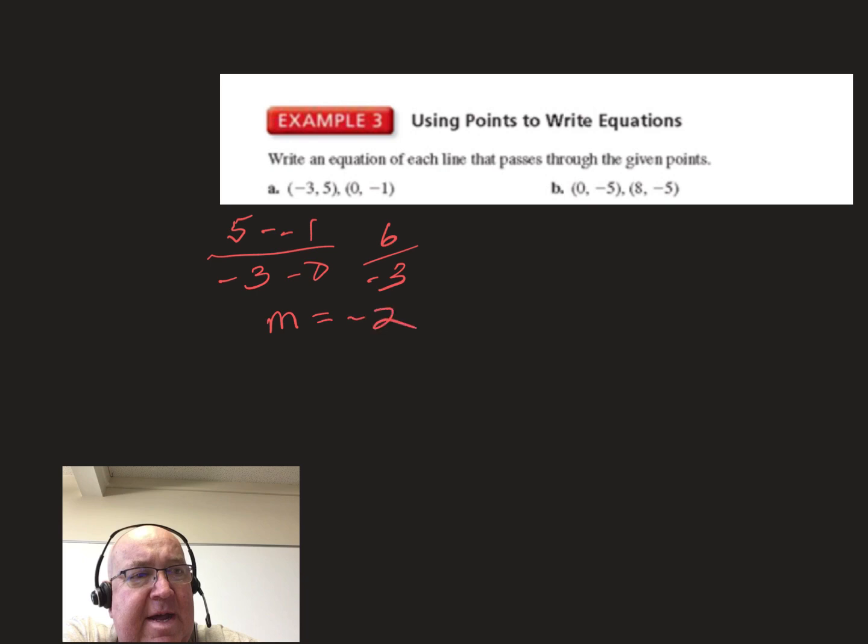Now, here's our conundrum. We want to have y equals mx plus b, and in this example we do have our y-intercept, because where the x value is 0, that is the y-intercept. So we can write this equation, y equals negative 2x minus 1. Again, we're given our y-intercept right here. It is negative 5.